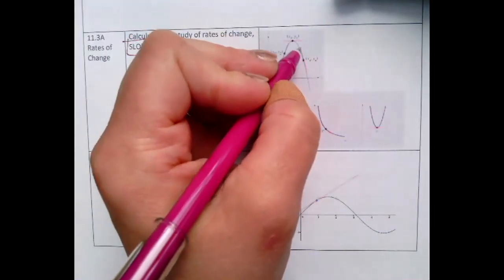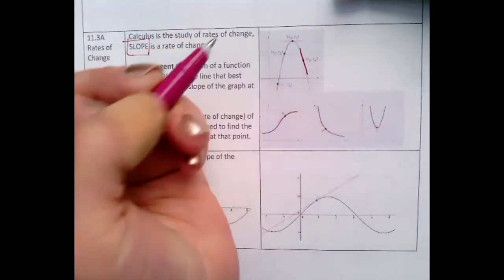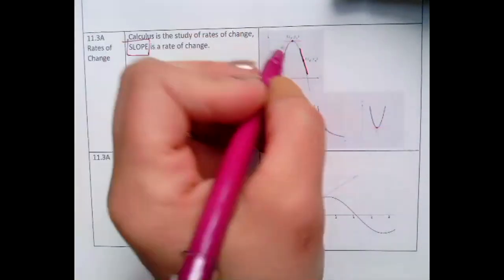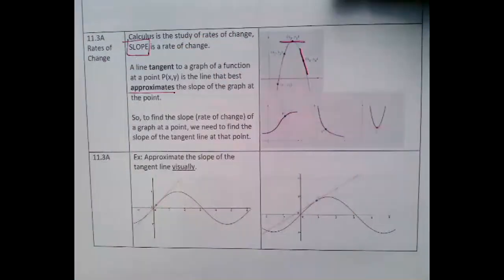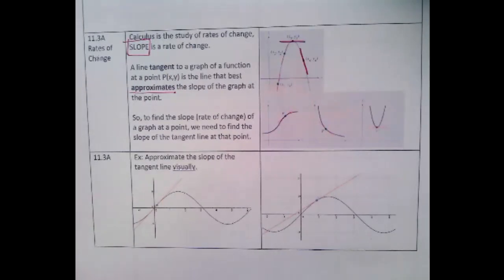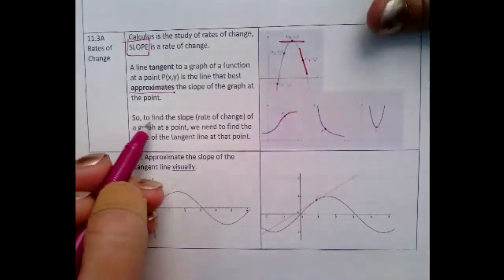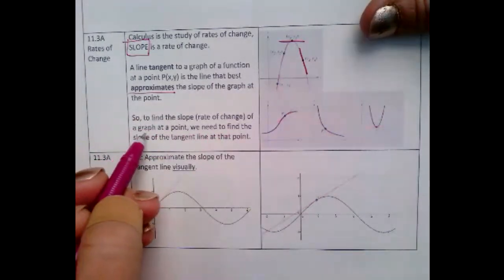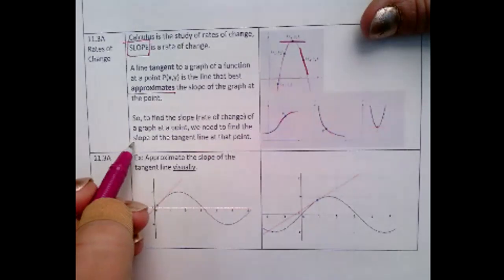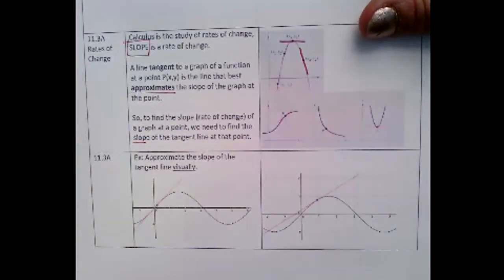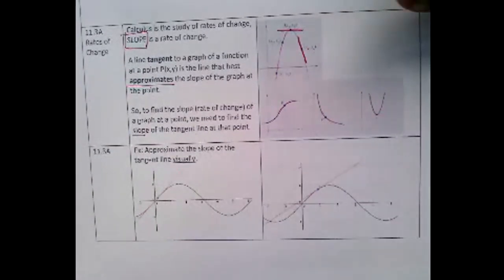So like here, the slope would be the slope of a line tangent to the graph. And remember that a line tangent to the graph creates a 90-degree angle at that point. So to find the slope or the rate of change of a graph at a point, we need to find the slope of the tangent line at that point. We're going to teach you how to do that.